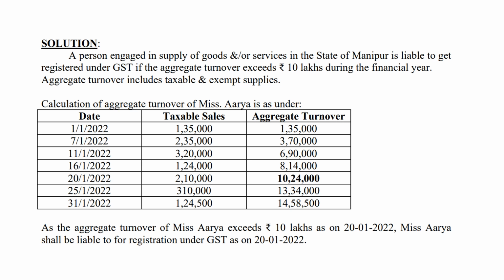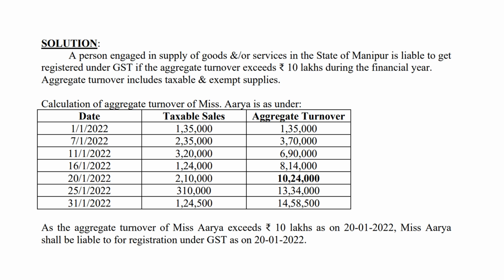So you will make the columns. In the first column you will write the dates and taxable supplies which are given in your problem sum. So as it is you have to copy. Then you have to take out the aggregate turnover. So the first amount is 1,35,000, so aggregate turnover is also 1,35,000. So see, the aggregate turnover limit is for the year. So for every month we have to keep on adding the last month's aggregate turnover also. So we can find out at which month we are crossing the limit of the aggregate turnover for a particular state.